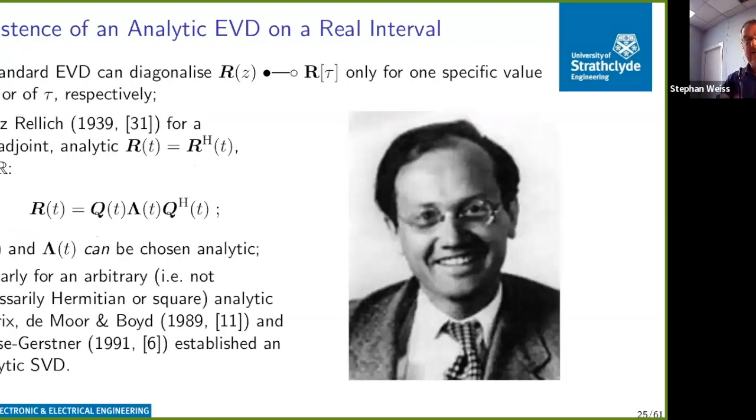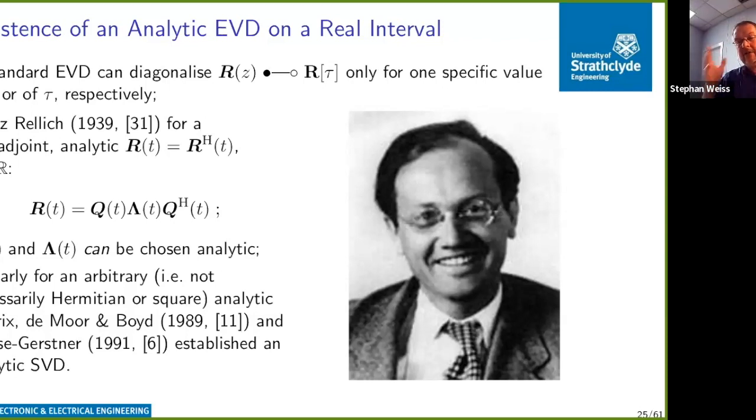Right. So to start with the analytic EVD, this really goes back to someone called Franz Ehrlich, who worked in quantum mechanics and in mathematics for quantum mechanics. And he was interested in what happens to the eigenvalue decomposition if you perform a small perturbation to a covariance matrix, right? So your covariance matrix R now depends analytically on a parameter T.